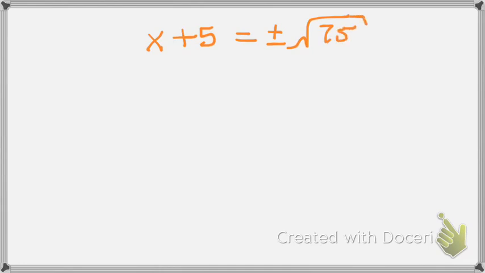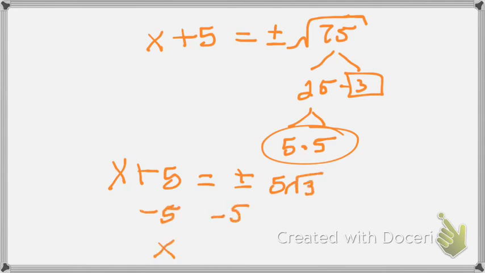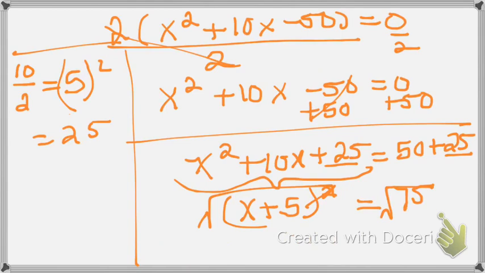Now, I know 75 is not a perfect square. Okay? So I'm going to simplify this to 25 times 3. And then 25 is 5 times 5. So I have x + 5 is equal to ± 5√3. Subtract 5 from both sides. x is equal to -5 ± 5√3. That is my solution to that quadratic.